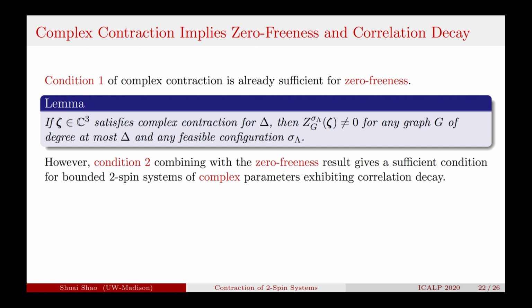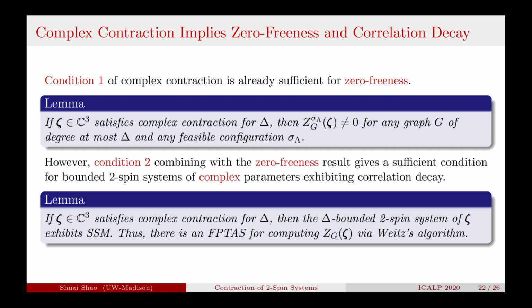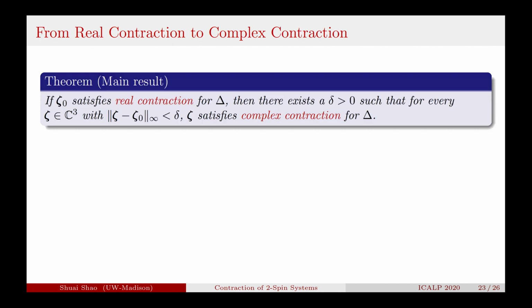Now the reason why we require condition 2 is that condition 2 combining with zero-freeness results gives a sufficient condition for bounded two-spin systems of complex parameters exhibiting correlation decay. So we have the following result: if a complex parameter satisfies complex contraction for some degree bound delta, then the delta-bounded two-spin system specified by this parameter exhibits strong spatial mixing, and then there is an FPTAS.